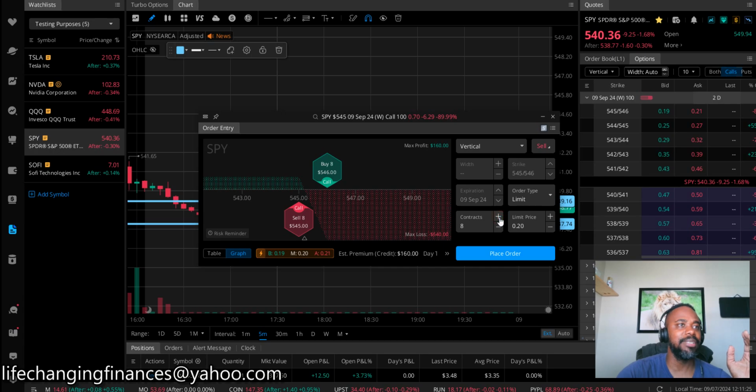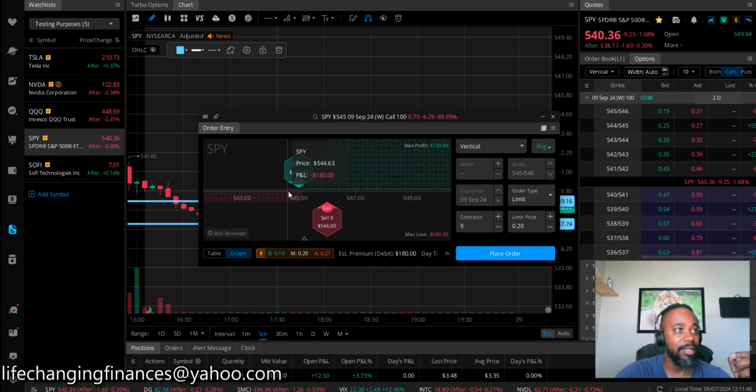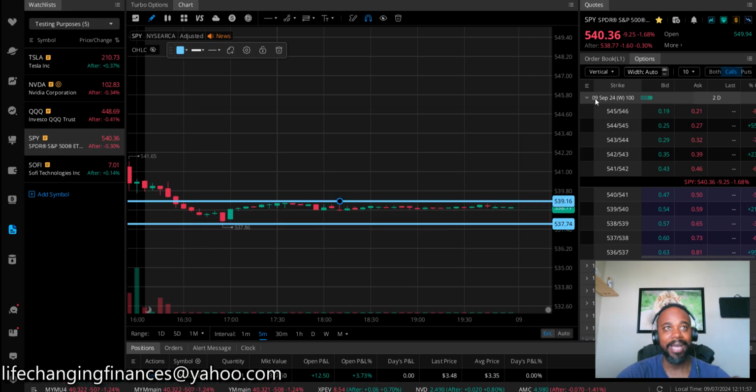Let's say if I wanted to do 10 contracts, to potentially make $180 as long as the stock does not go above 545. Okay. Now the flip side, if you change it here to a debit spread, you could potentially get $720 if the stock does go above those strike prices, okay? But if it goes below or stays below by expiration, you could lose $180, okay? So those are the vertical spreads in a nutshell.